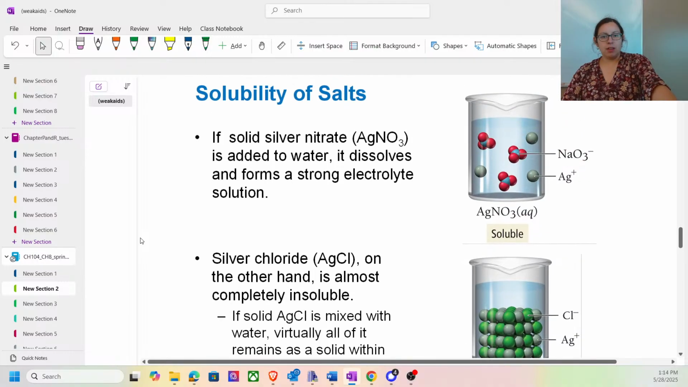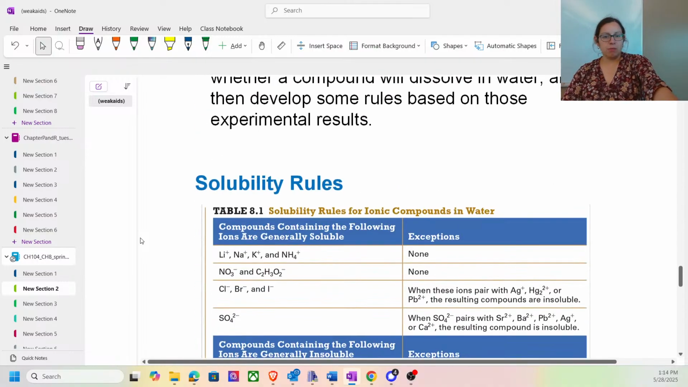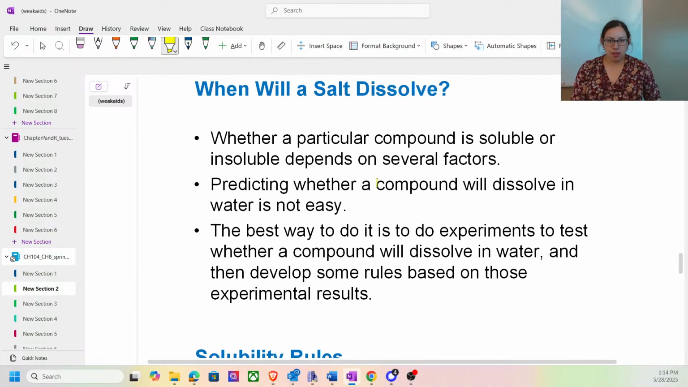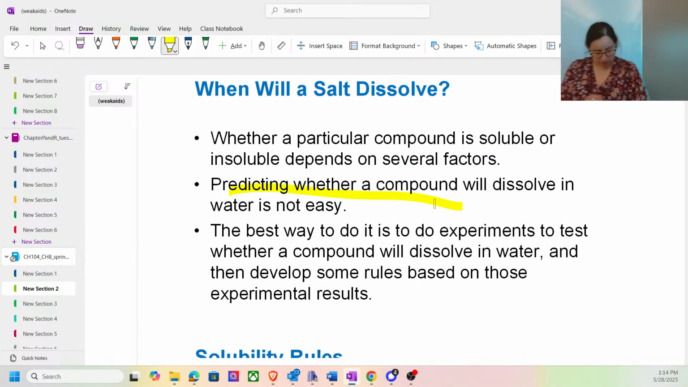And so again, just mentioning differences in solubilities. Like it mentions here, we can't always predict. There are a few factors, like electrostatic forces and how close they are together. But we'd have to do an experiment.